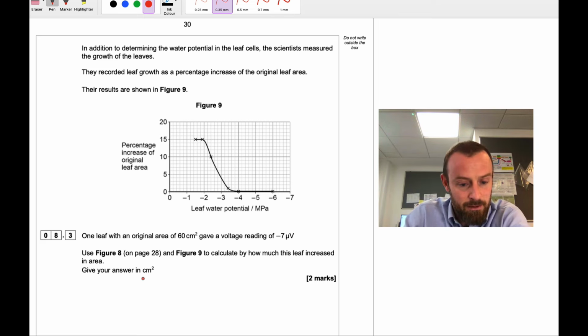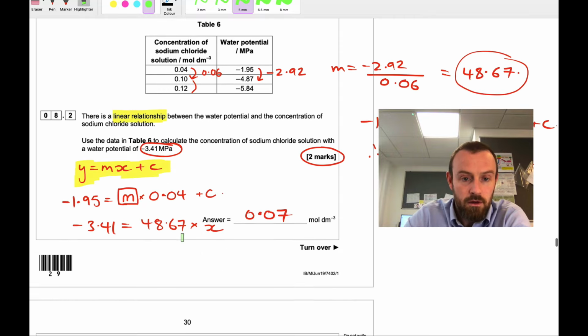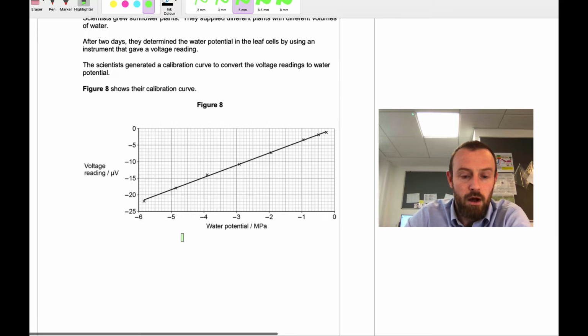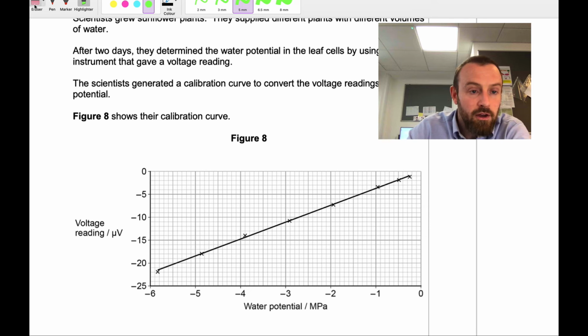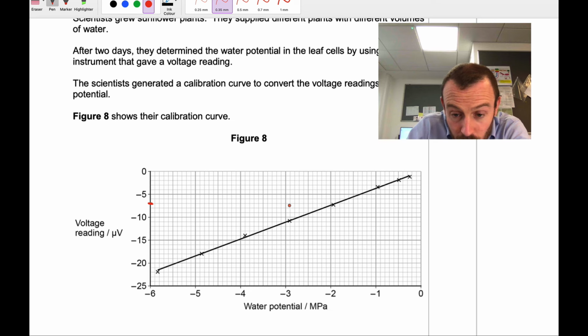They love maths in this paper, don't they? There's so much maths. So this is the figure that we've got to get first, -7 microvolts. We want to turn that into a water potential, so we go up to figure 8. -7 on figure 8. Here we are. Zoom in, make sure this is accurate. This is -5, this is -6, this is -7 right there. We follow that all the way along to this point, and then all the way down to that point there. So that is -1.9.